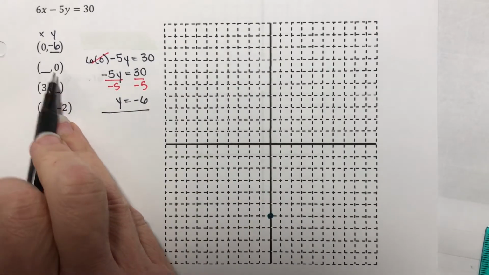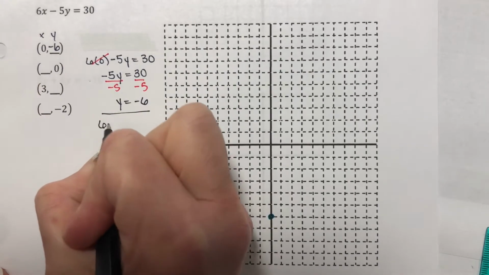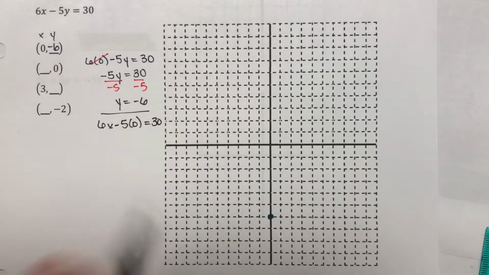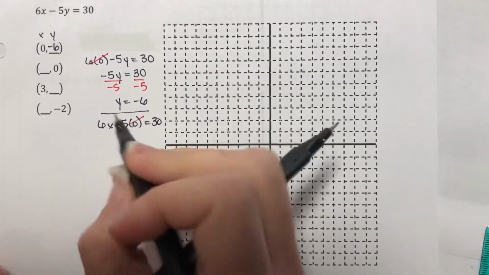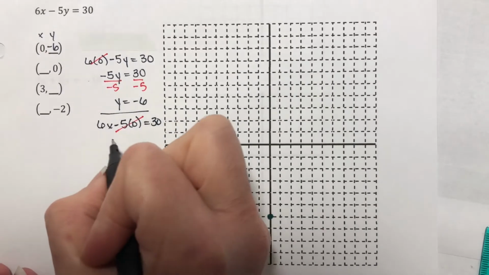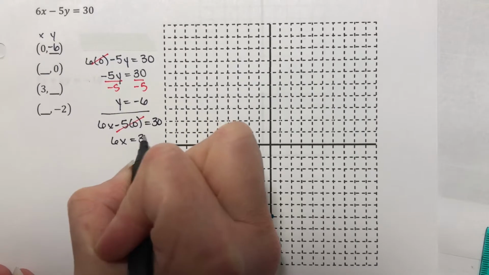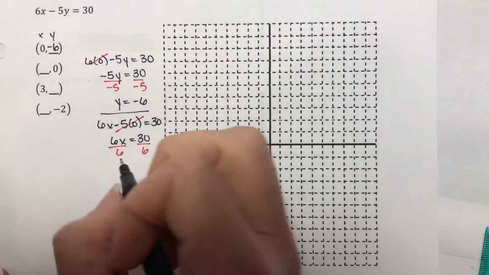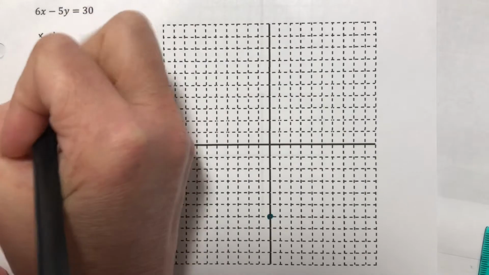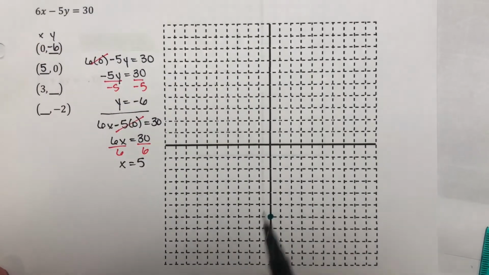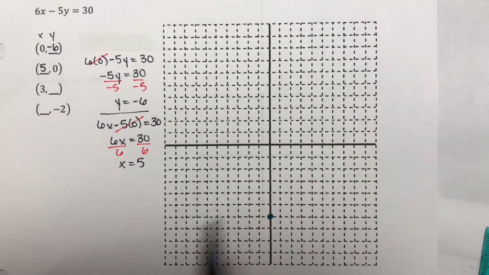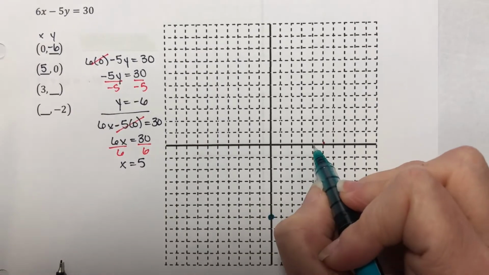This one says plug in 0 for y. So that gives me 6x minus 5 times 0 is equal to 30. That cancels, so I have 6x equal to 30. Divide both sides by 6 to get x equal to 5. So 5, 0 is my next point. Go to 5 on the x, 3, 4, 5. 0 on the y. So that is, make sure I'm matching my points here, right here.